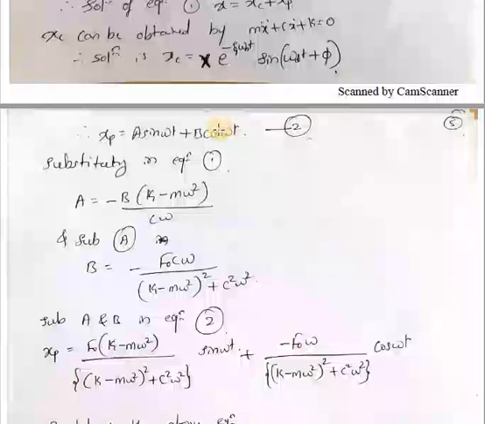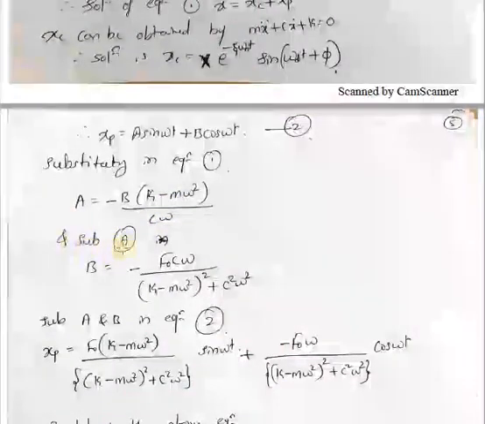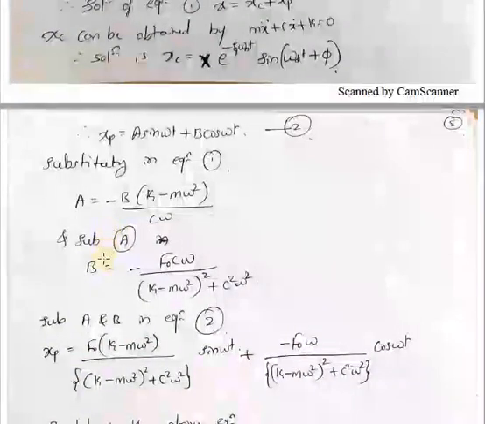Substituting this in equation number 1, that is in place of x dot, x double dot and x, we will get a as minus b into (k minus m omega square) divided by c omega. Now if you substitute this a in the same equation, we will get b as minus F0 into c omega divided by (k minus m omega square) whole square plus c square into omega square.